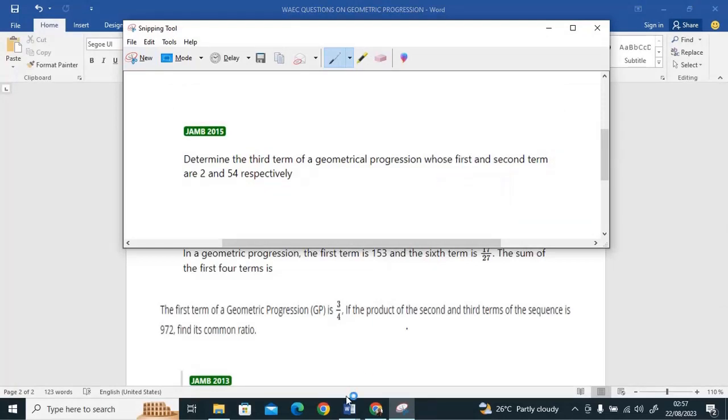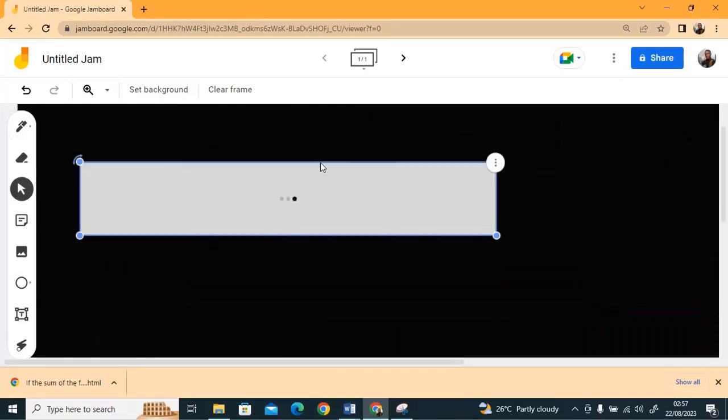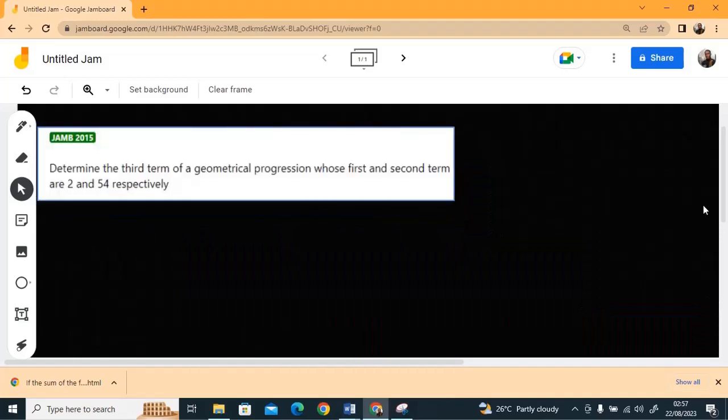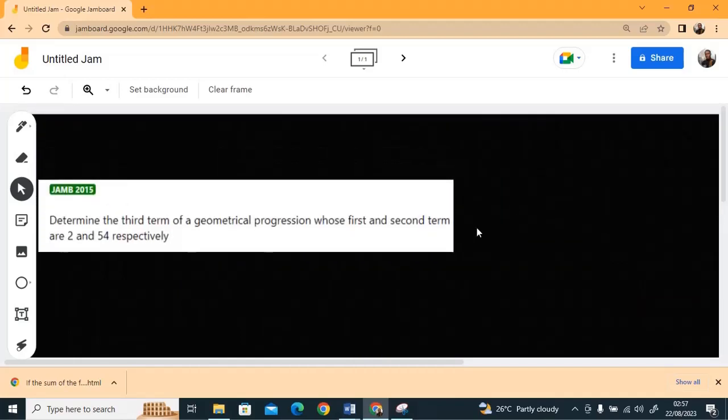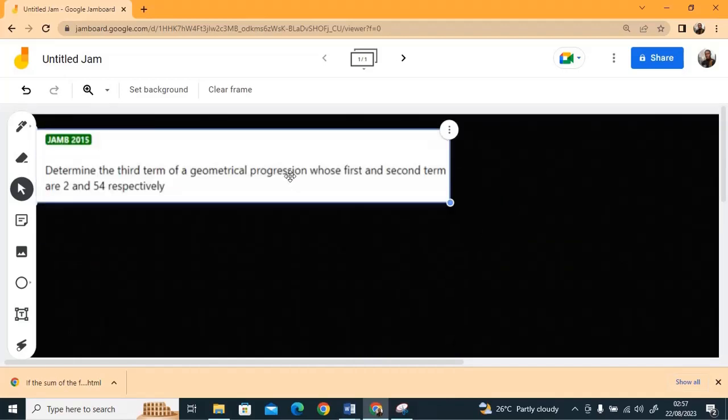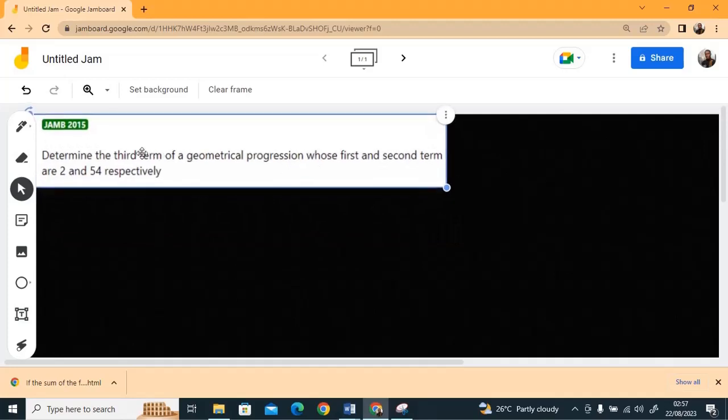You can do it before I do the solution. That's how you learn. If you can do it before my own solution, then it means you are following along and you understand the question. This is a JAMB question, and it does come out in JAMB. In fact, there is no way you can escape geometric progression or arithmetic progression. Determine the third term of the geometric progression whose first term and second term are 2 and 54.